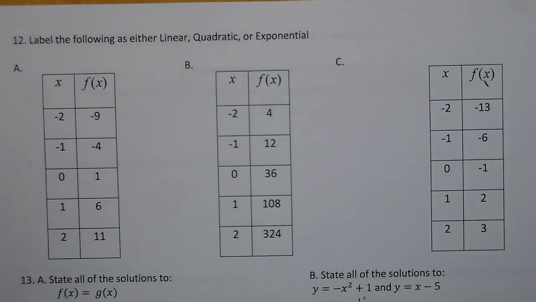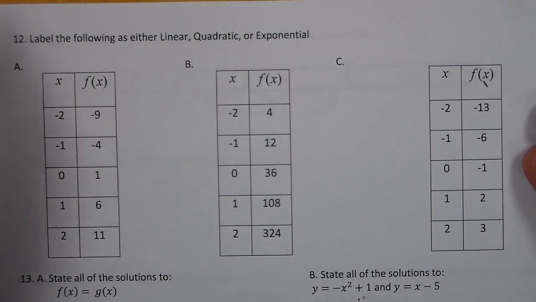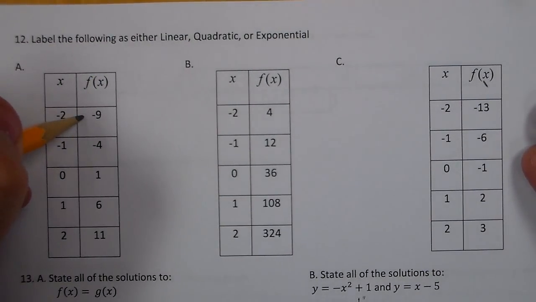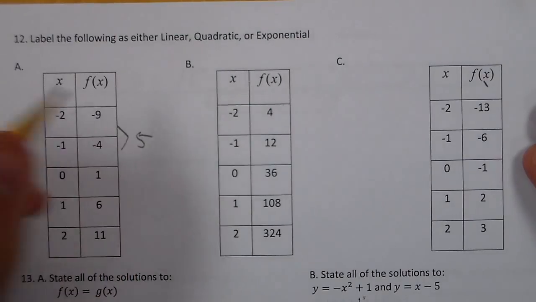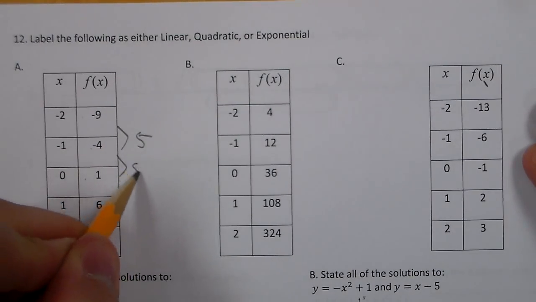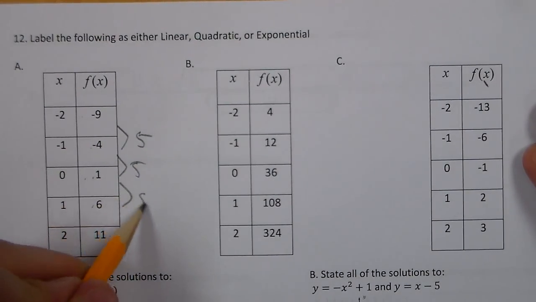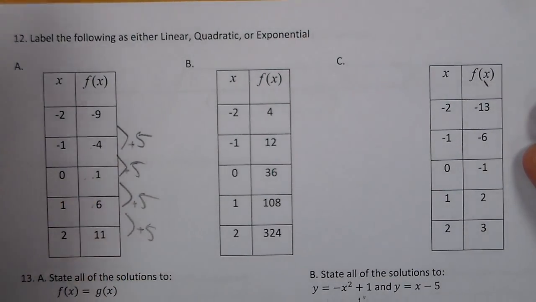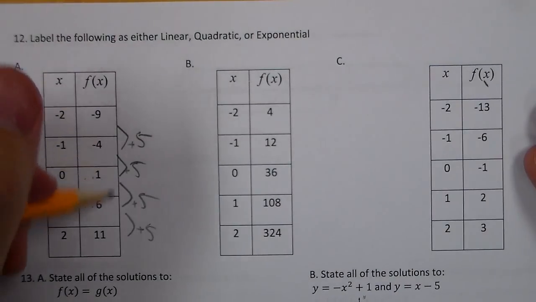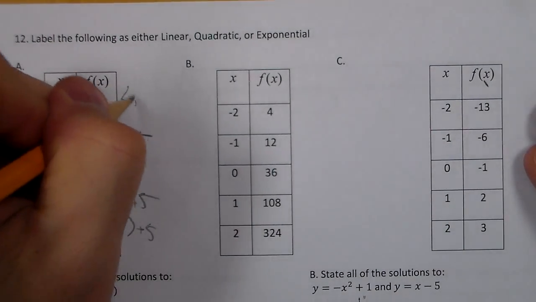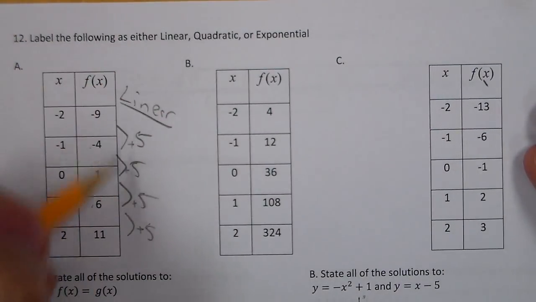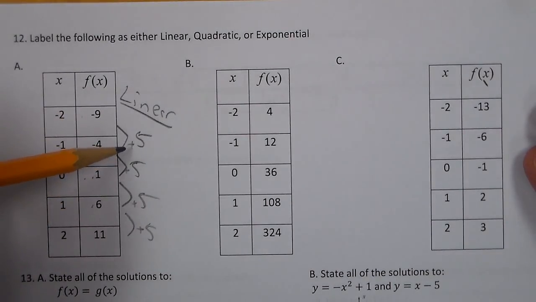Now for this set, we need to identify the table of values as either being linear, quadratic, or exponential. So let's go through and first look at the differences in how they change. First off, from negative 9 to negative 4, we added 5. Negative 4 to 1, we added 5. 1 to 6 is 5, and 5 there. So it looks like we're adding 5 each time. Anytime we add a constant value each time, we're going to define that as linear. That is also saying your slope would be 5 in this graph.